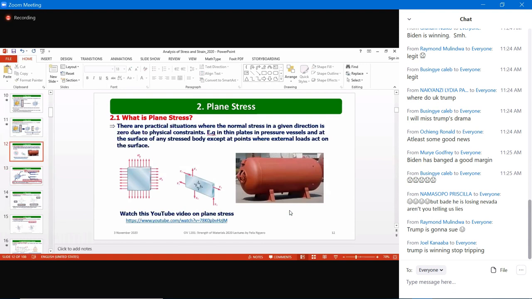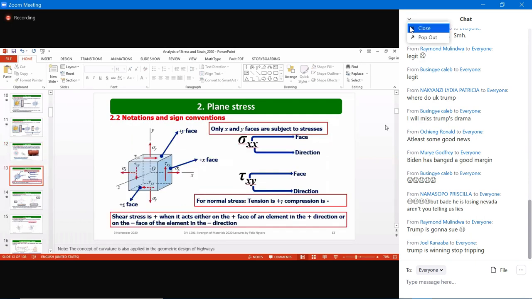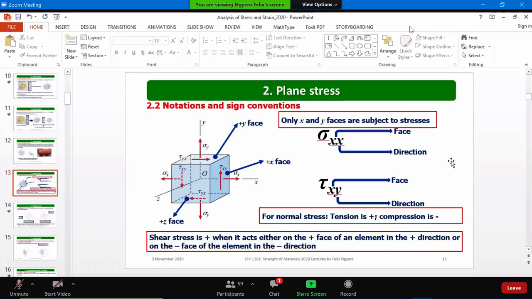So now, before we go further, we have to get used to the notation and the sign convention. What does tau XY mean? What does the X represent? What does the Y represent? When you say sigma X, what does it mean? Just as it was explained in the video.